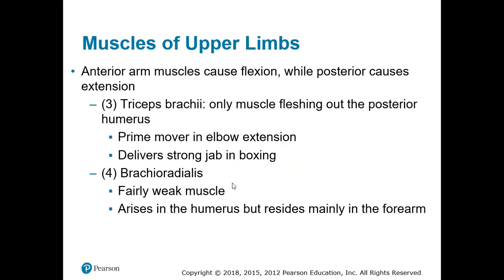The next one is your brachioradialis. Brachio just means it attaches at your arm. Radius, it also helps attach at your radius in your forearm. This is actually a fairly weak muscle. Again, it arises in your humerus or your brachial region, and it resides mainly in your forearm. That's where we get the radialis part of this name.